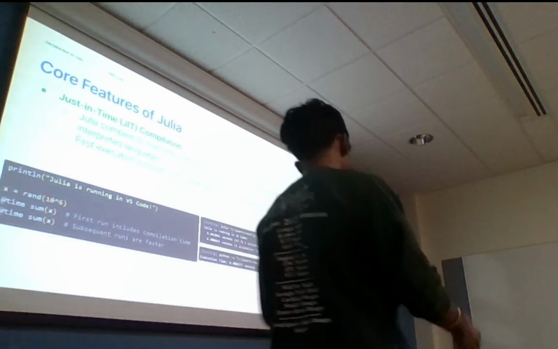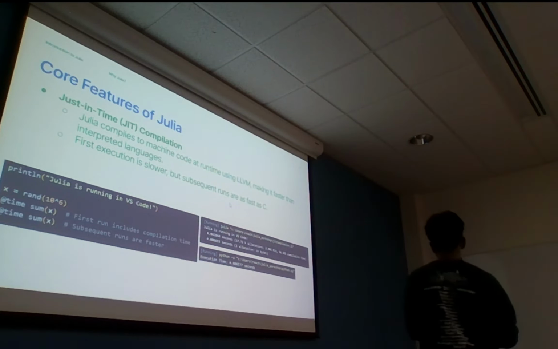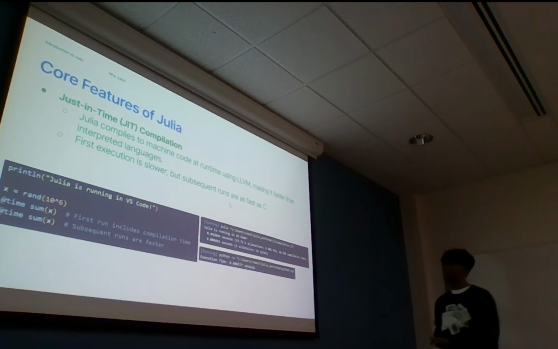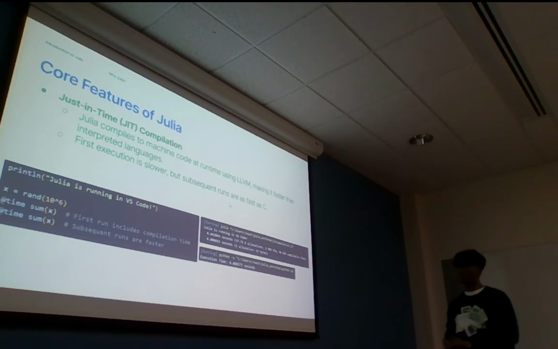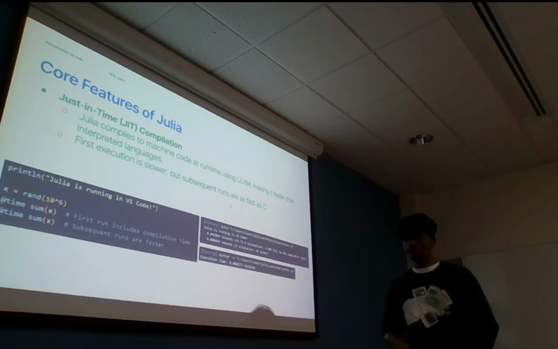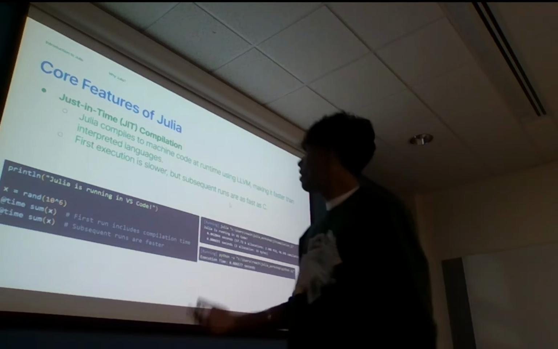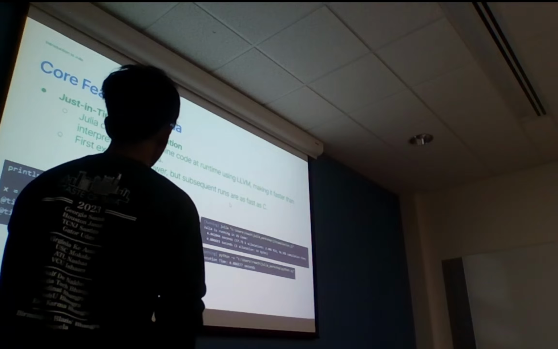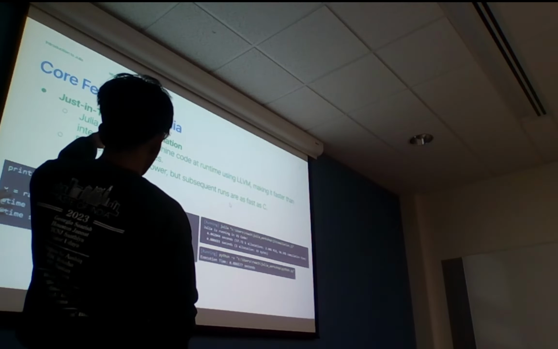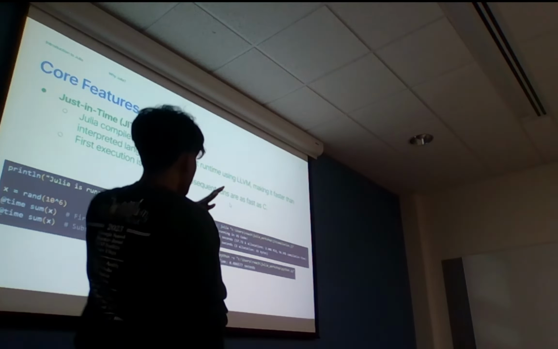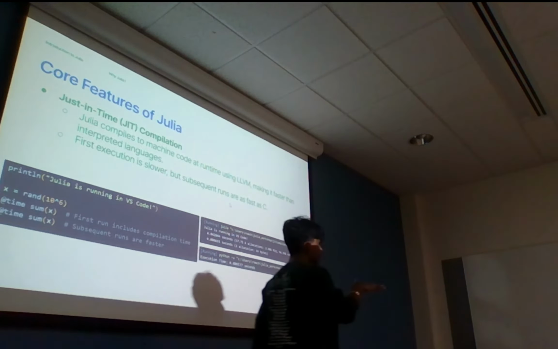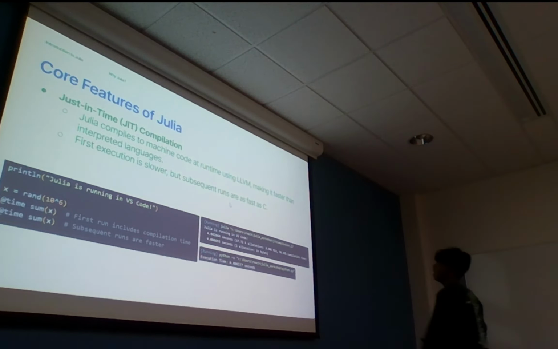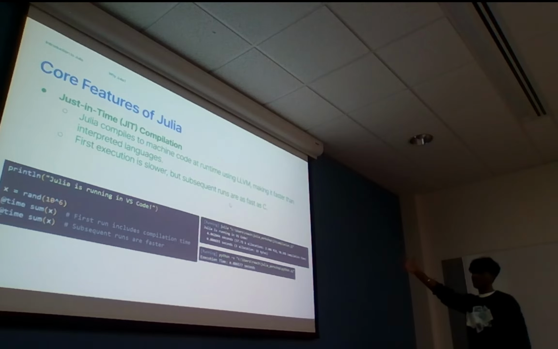So what are the core features of Julia? We'll be looking at a couple of core features. There are more features, but these are the base that the other features are built on. The first is just-in-time compilation. Essentially, it compiles machine code and then runs it using LLVM, which is a type of technique. And it makes it faster than interpreted languages.